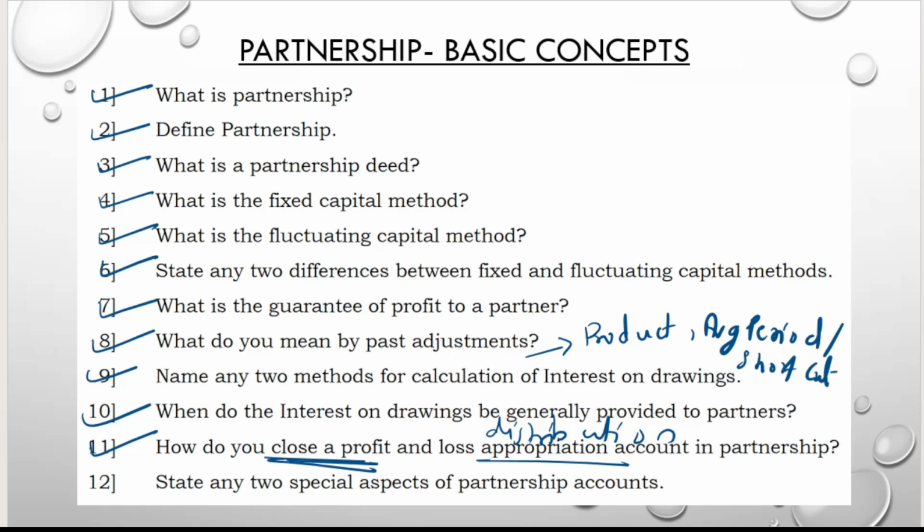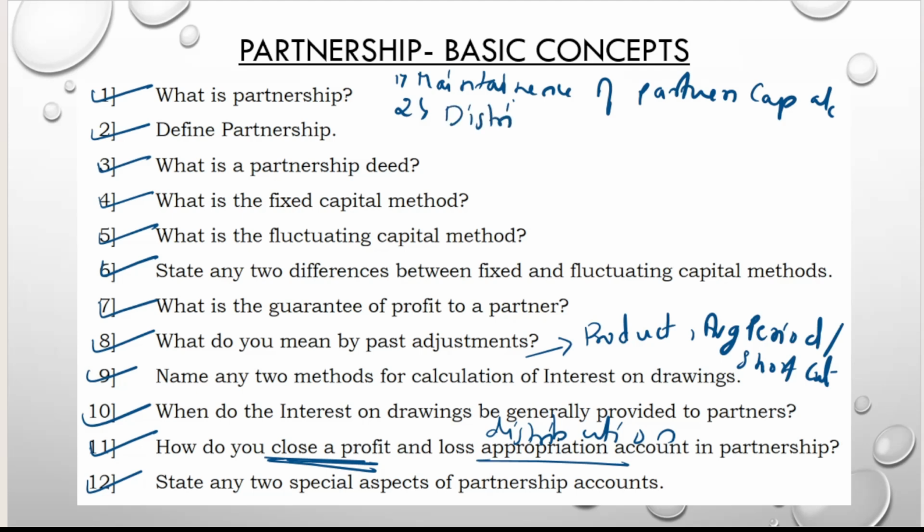Next, state any two special aspects of partnership accounts. What are the two special aspects of partnership accounts? First one is maintenance of partner's capital account. You have to maintain the partner's capital account. Second one is distribution of profit and loss among the partners. Okay, these two you write for the special aspects.